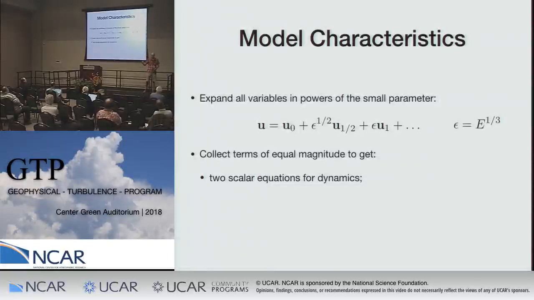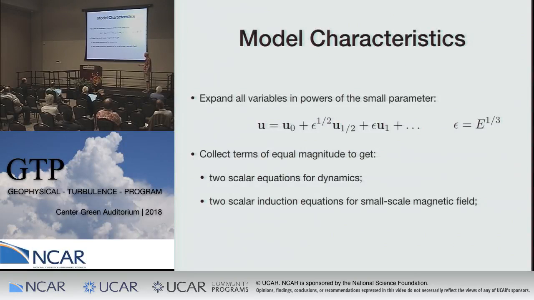So from the momentum equation, you're able to reduce the system from 3 velocity components and pressure down to just 2 scalar equations, because you can relate pressure to the velocity field. Pressure is the geostrophic stream function. In addition, you can do the same thing for the small scale magnetic field. You get 2 scalar equations for the small scale magnetic field, namely the vertical component of the magnetic field and the vertical component of the current density. Then you also get a vector induction equation for the mean magnetic field.